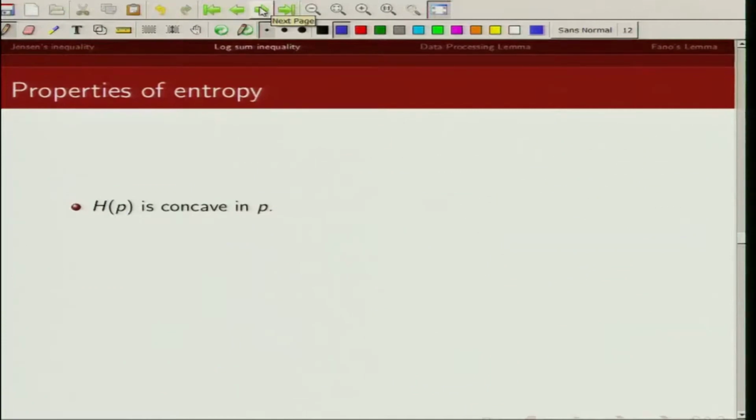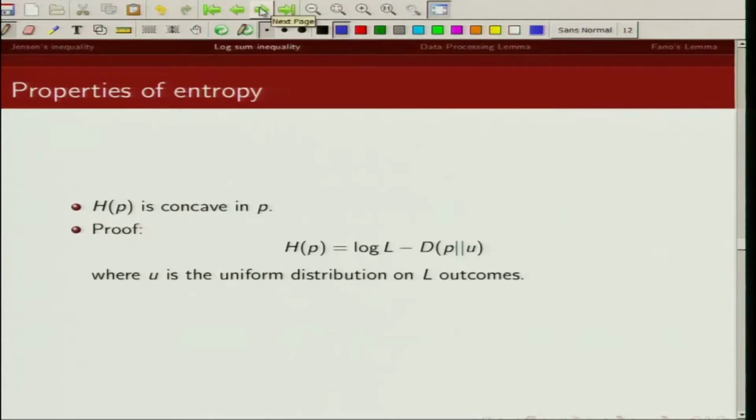Okay. Now let us use these results to prove some more results on concavity and convexity. So let us prove that entropy is a concave function of P. Now in the previous lecture we have shown, when we defined divergence between two random variables x and x hat, where x hat was uniformly distributed, that entropy of P is basically log of L minus divergence between P and the uniform distribution.